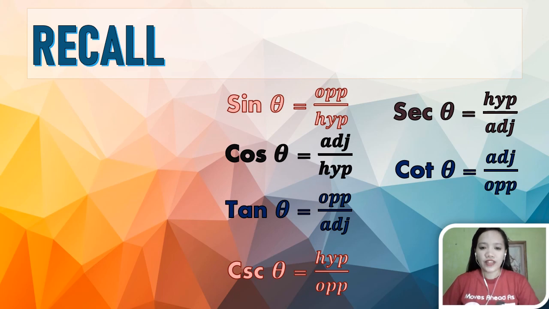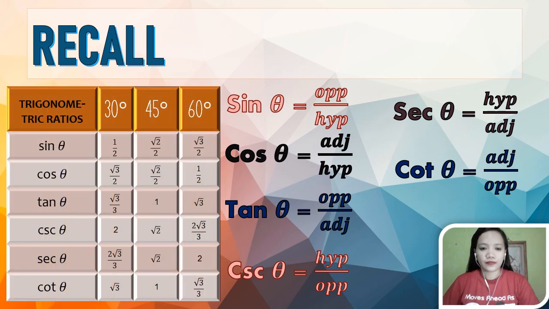And aside from this, we had our activity about special triangles and getting the trigonometric ratios through the help of our special triangles, and we were able to get these details. I hope you are familiar with the 6 trigonometric ratios, and we have here the 30-degree angle, 45-degree angle, and 60-degree angle.